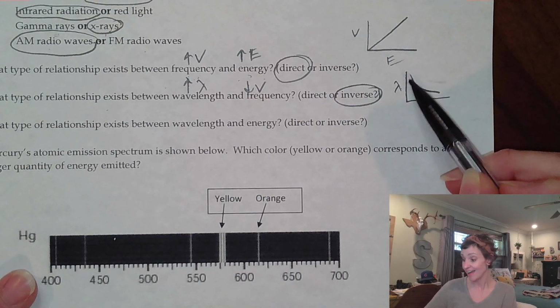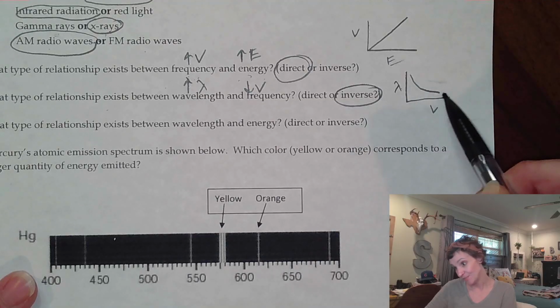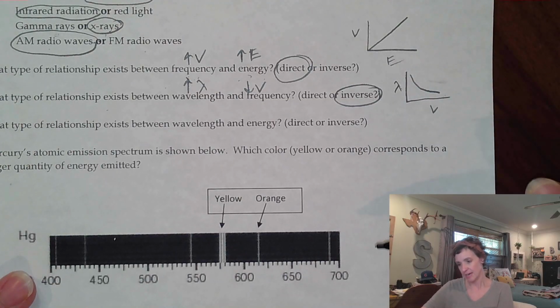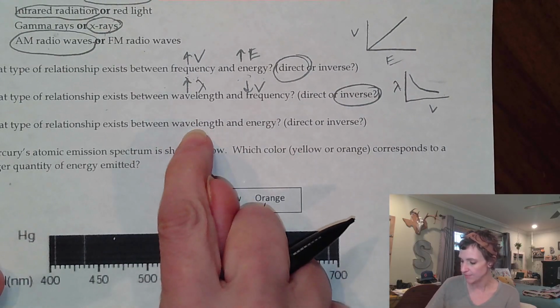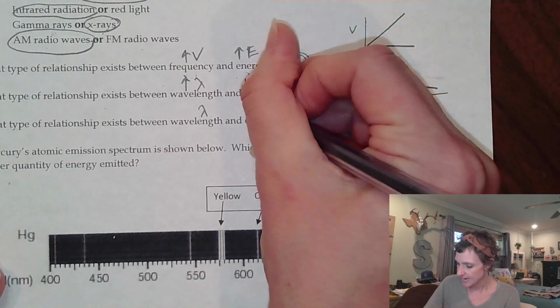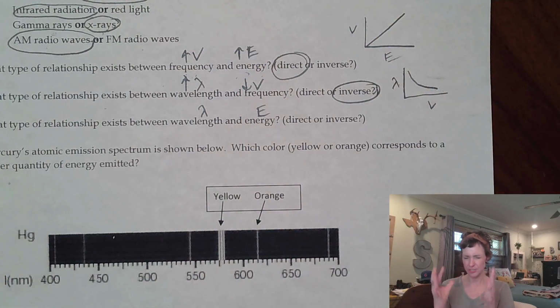If you see, the higher the frequency gets as I move this way, the wavelength actually becomes lower. Amazing. Okay, and then finally, what type of relationship exists between wavelength and energy? Wavelength is this, energy is this. Helps to visualize your spectrum.